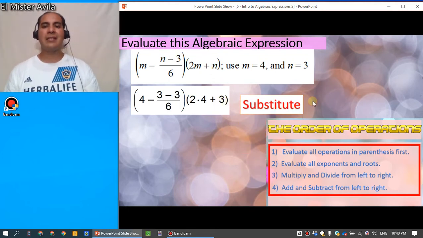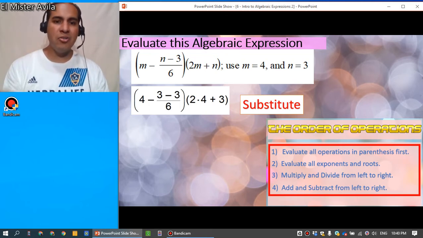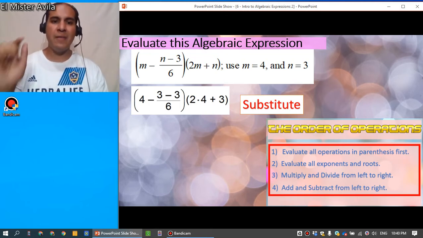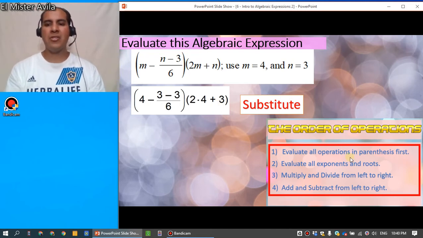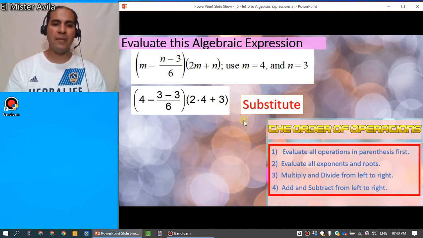That step in mathematics has a special name. It's called substitution. We have substituted the values of the variables into the expression. And the expression started as algebraic and is now numeric, and now we could apply the order of operations in order to find the value of the expression.